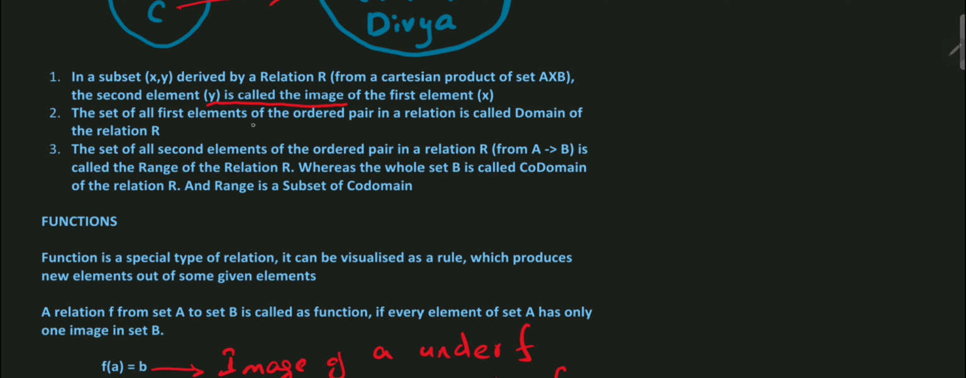The set of all first elements of the ordered pairs in a relation is called the domain of the relation R. The set of all second elements of the ordered pairs in a relation from A to B is called the range of the relation R. The whole set B is called the codomain of the relation R, and the range is a subset of the codomain.